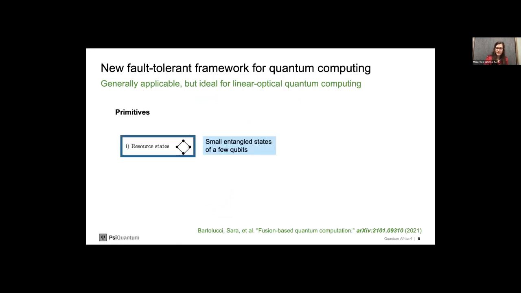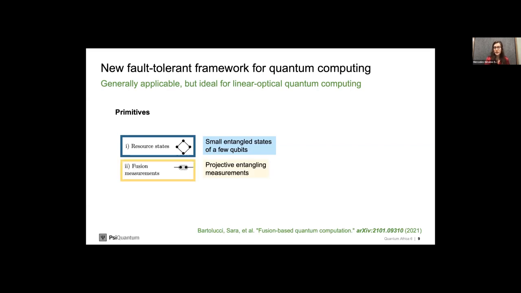So the primitives of this new fault-tolerant framework are, first, resource states. Resource states are small entangled states of a few qubits. They usually can be represented as stabilizer states, since they are the basis of most quantum error correcting codes. And the fact that they are small means that their errors are going to be low in comparison to the preparation of very large states, because the errors are going to be bounded by the size of the resource state.